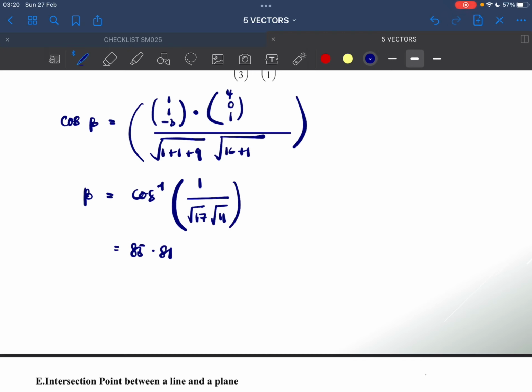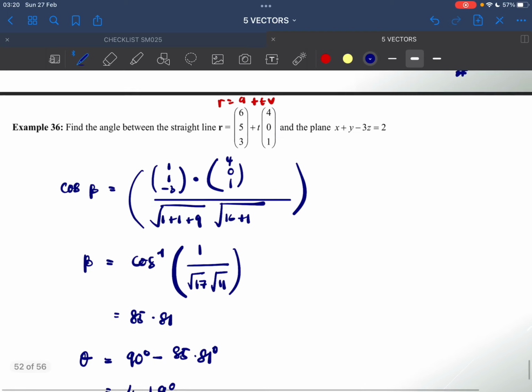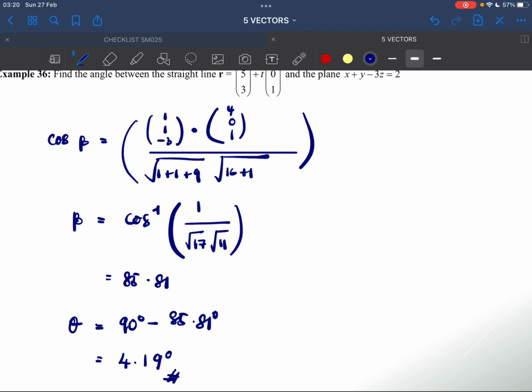Okay, but remember that is not the final answer. We want to find the angle between the plane and the line, so we have to find theta equals 90 degrees minus 85.81, which gives the answer 4.19 degrees. Okay, so that's it. That is how we find the angle between line and plane.